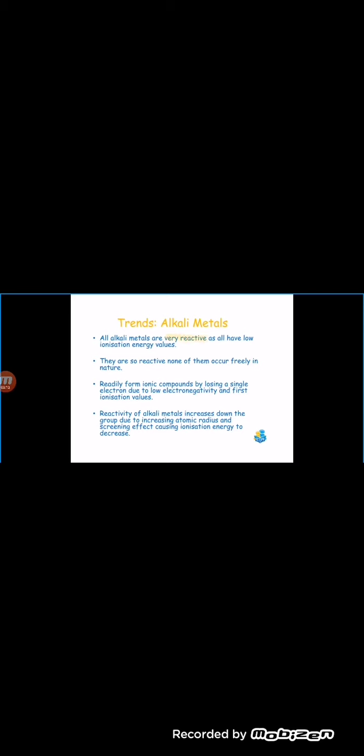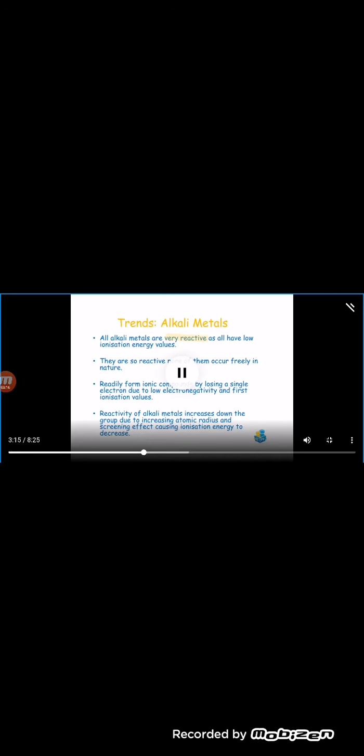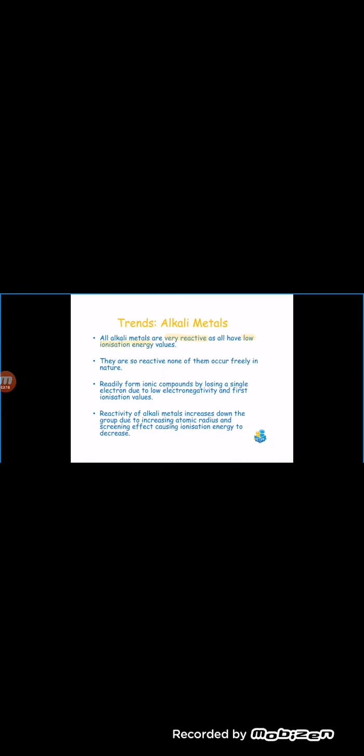Firstly, alkali metals are very reactive as they all have low ionization energy values. And that is because they all have one electron in their outer shell. They're very reactive and none of them occur freely in nature. They readily form ionic compounds by losing a single electron due to low electronegativity and first ionization energy, as we've said already. The reactivity of the alkali metals increases down the group due to increasing atomic radius and screening effect.